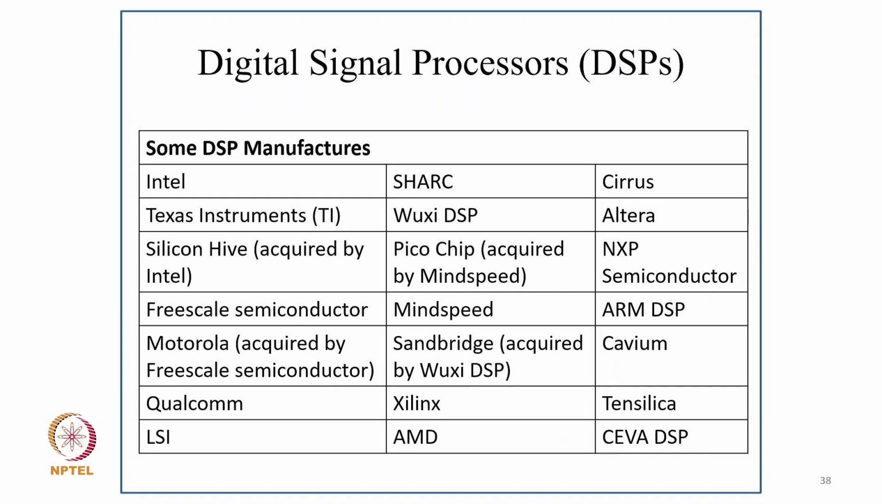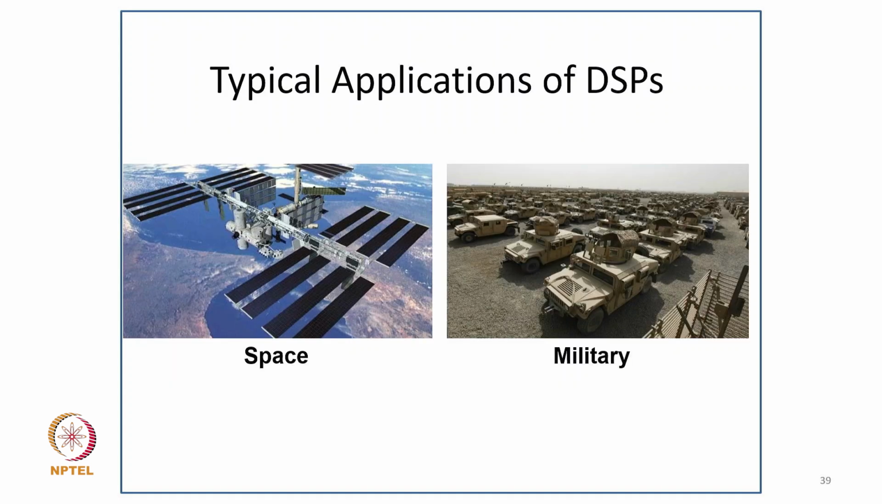Typically, some of the DSP manufacturers are Intel, SARC, Cirrus, Texas Instruments, Silicon Hive, Freescale, Motorola, Qualcomm, LSI, WX DSP, Picochip, Mindspeed, Sandbridge, Cenelec, AMD, Cirrus, NXP Semiconductor, ARM DSP, CEVA, Tensilica and CEVA DSP. So many manufacturers of this.